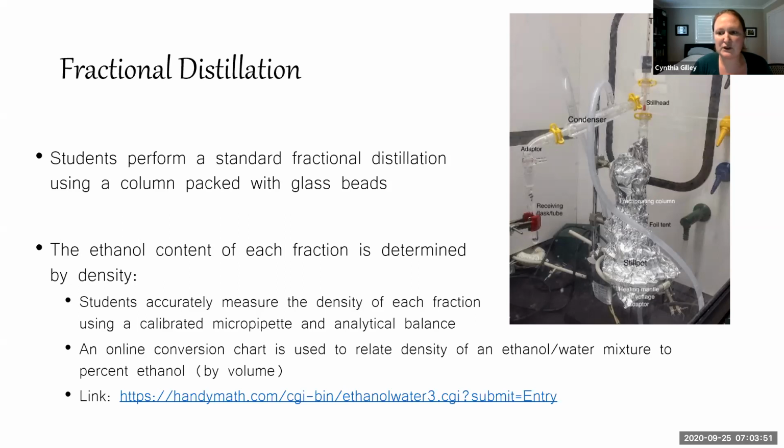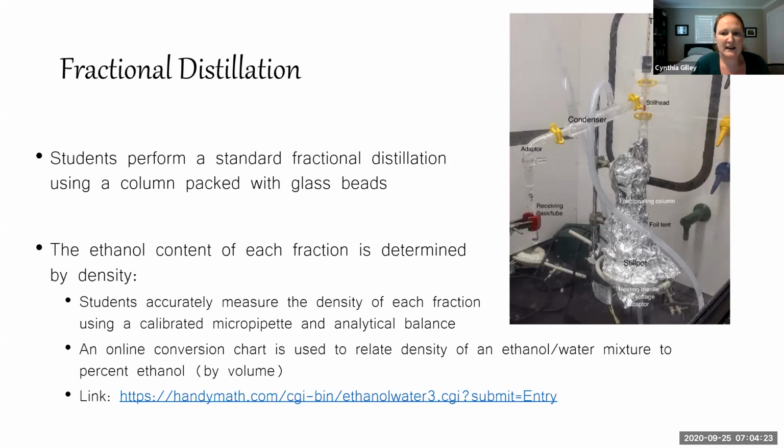So this is a picture of a setup of a typical student's fractional distillation from this experiment. They use a column which contains some glass beads, and you can't see it because it's covered by the foil tent, but it's a typical distillation setup with a fractionating column and a receiving flask to collect the ethanol and water that distills over.